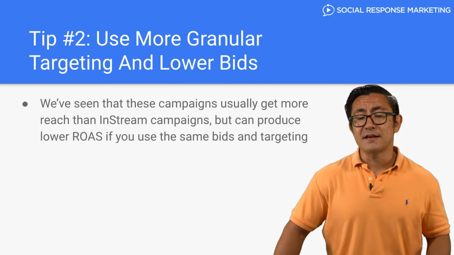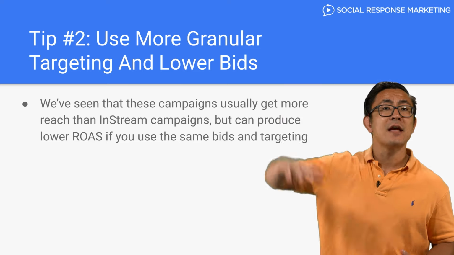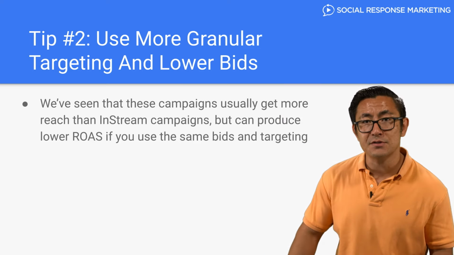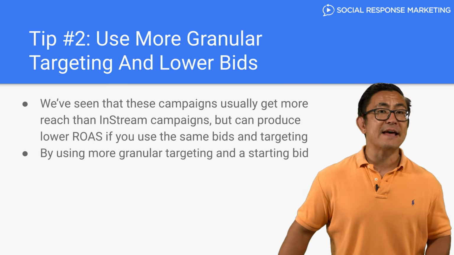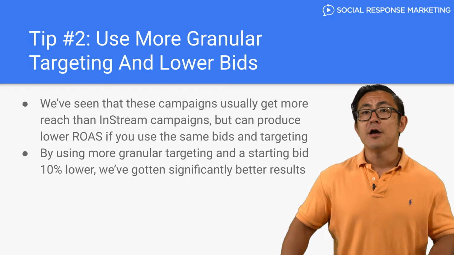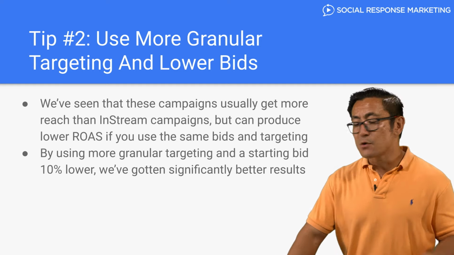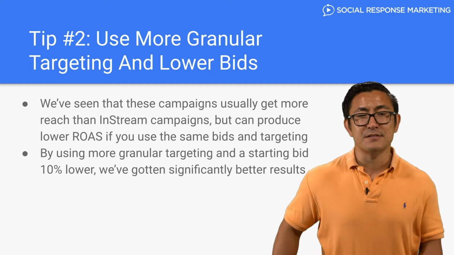Now, the downside of this is that if you use the same targeting, you're probably going to get higher CPAs and lower return on ad spend than what you're used to. But the advantage of this is that if you use more granular, more specific targeting than what you usually do, you'll probably get more traffic and better results overall. So what do I mean by that, more granular and more specific targeting?